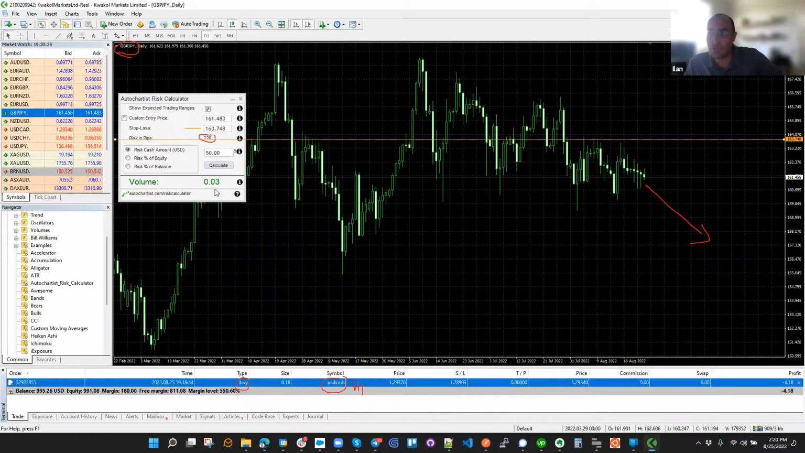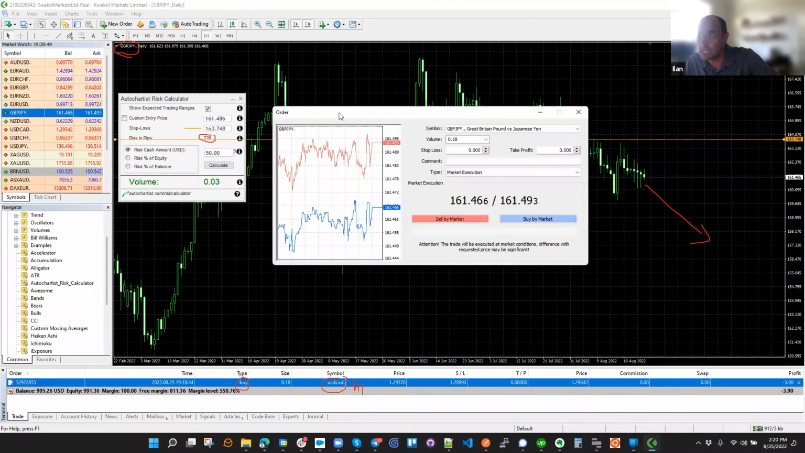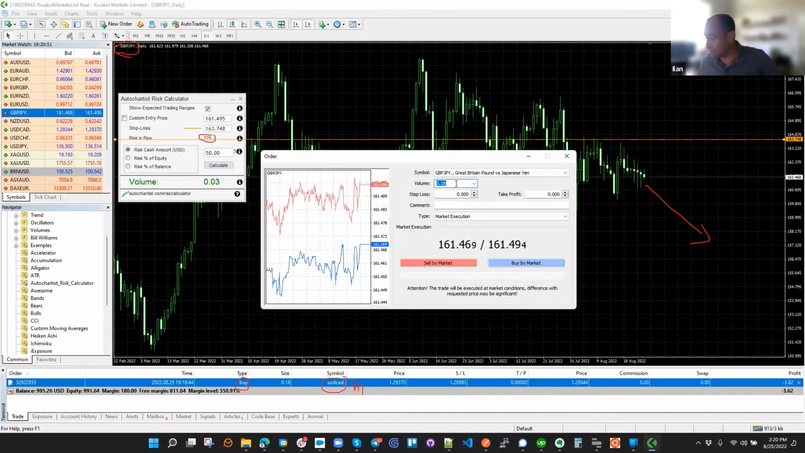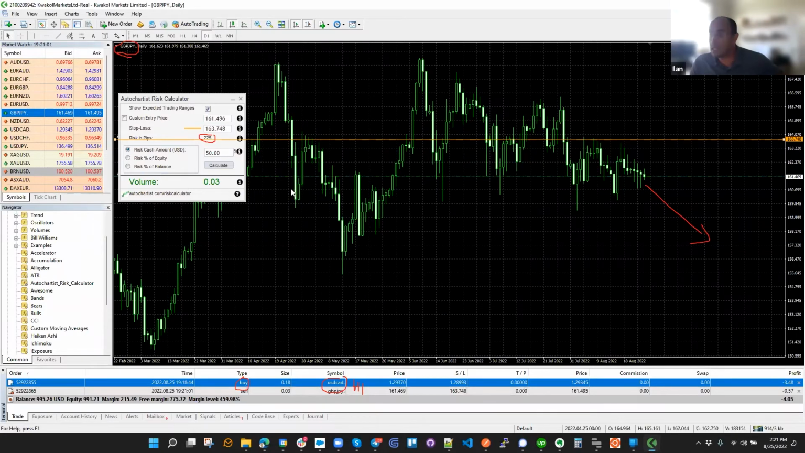Now Autochartist tells me, well, Ilan, to risk $50 on a GBP JPY position with a 225 pip stop loss, obviously your volume needs to be really, really small, right? So let's see what that looks like. I would set my volume to be 0.03, my stop loss to be what you've selected with the orange line, and I would sell at market.